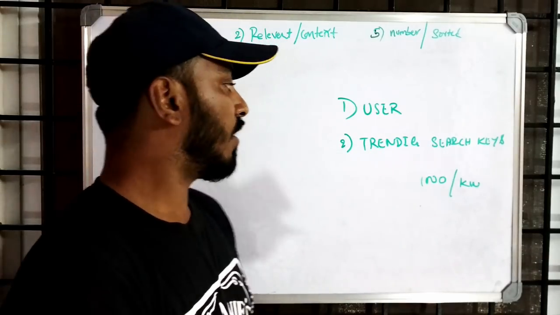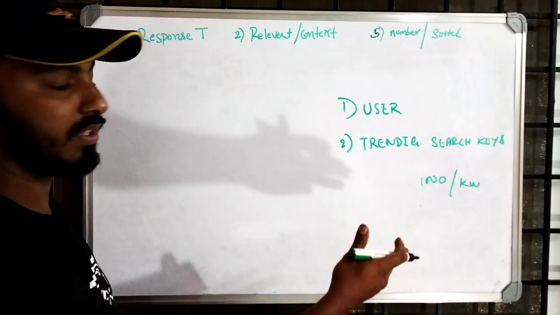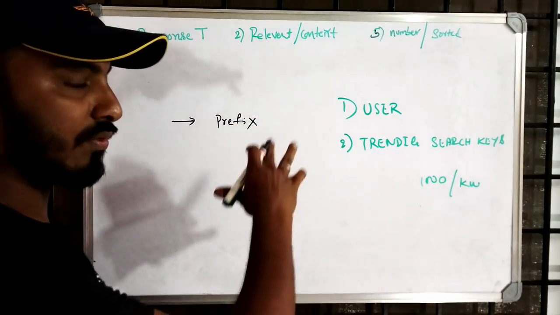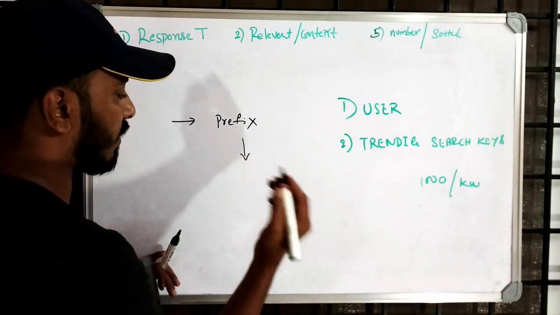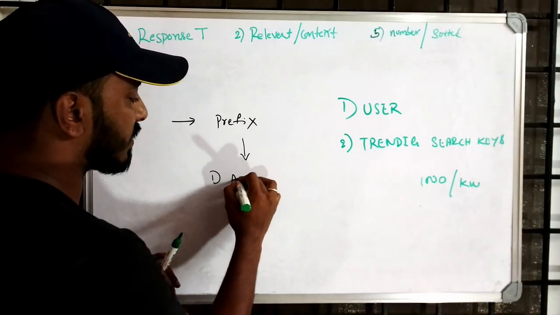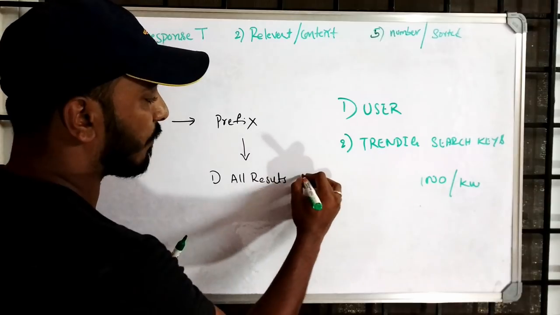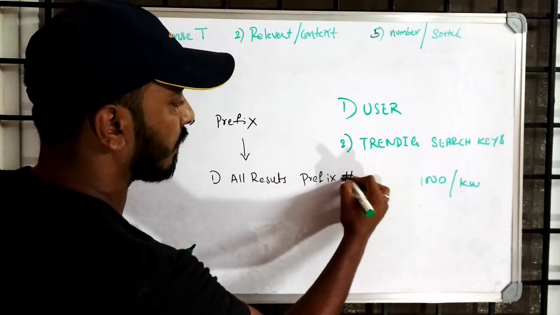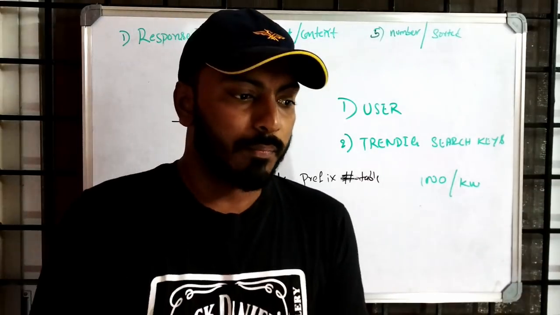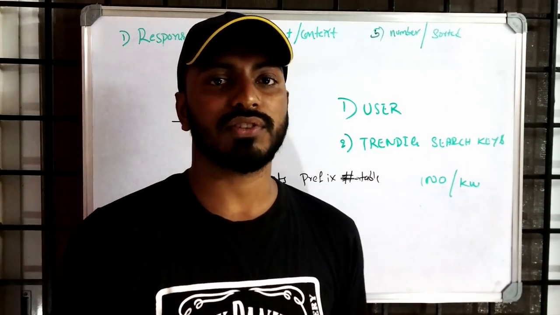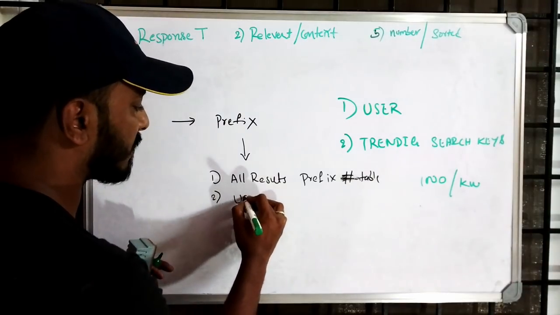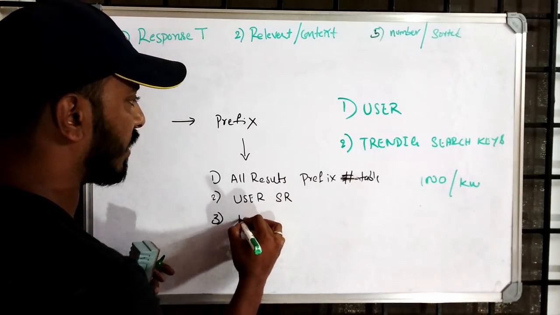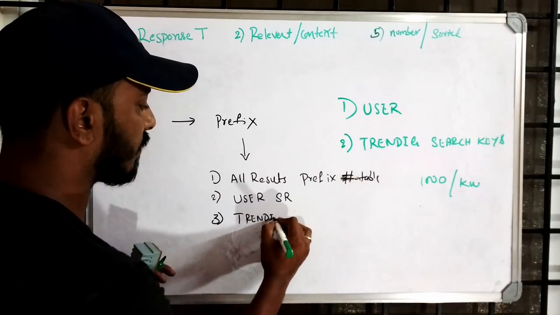and incorporate the result. Now having discussed these two things, when a user gives a prefix, how do we get the result which involves all of this? The result will comprise, first, all the results from the prefix hash table which we discussed earlier, which contains the basic or default search keywords across your portal, plus user specific search results and trending suggestions result.